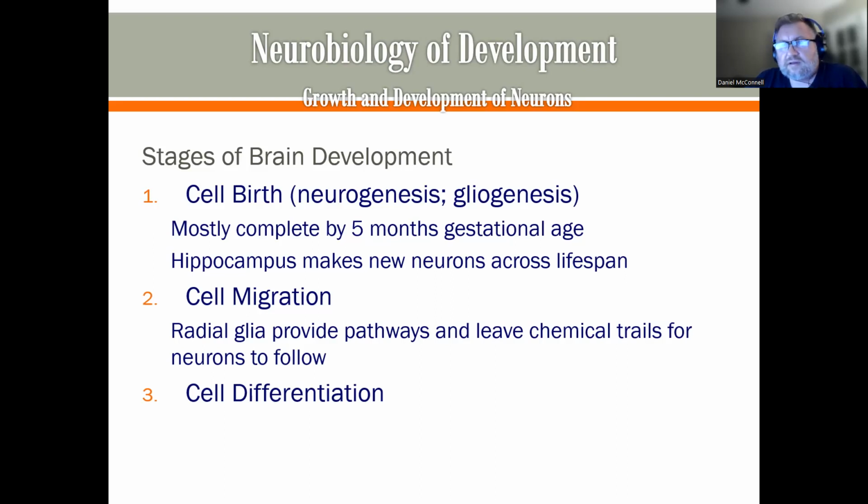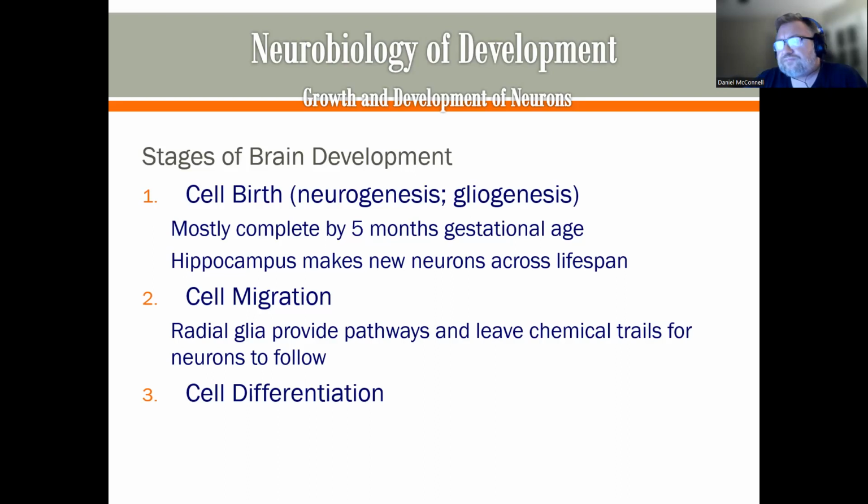Other cells that are going to be part of the occipital lobe or temporal lobe or cerebellum have to follow different chemical trails laid out by these glia so they can get to where they're supposed to be. Right? So this migration process also requires some time. It's not just about creating the neurons, but then moving them to their appropriate location. And then once they are in their final location, that's when they're going to start differentiating.